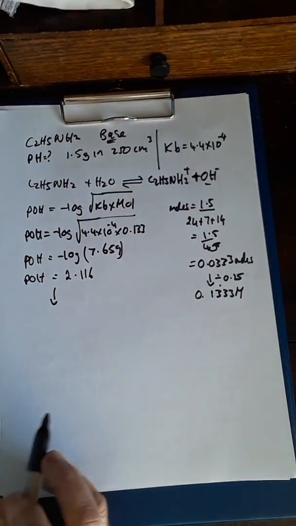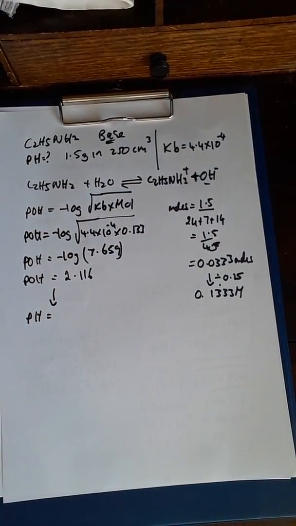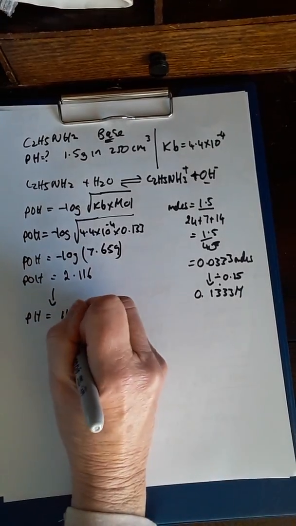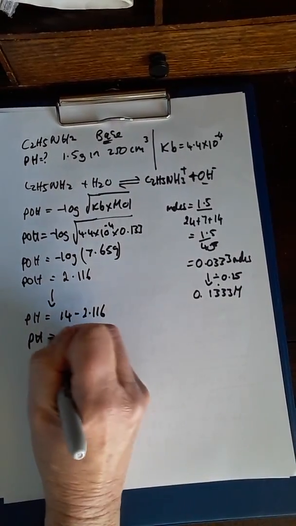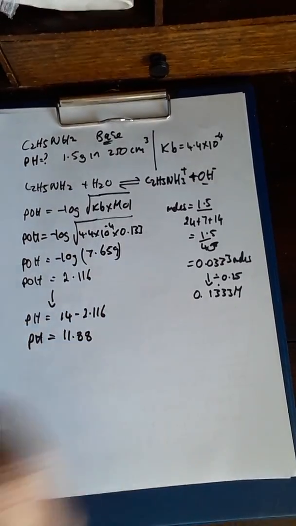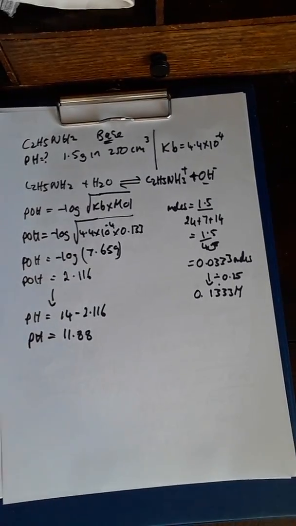So remember to find the pH. My pH has got to be between 8 and 14. So the pH is going to be 14 minus 2.116. So that gives me a pH of 11.88. Okay, so that's number 11. There's one more I want to do. I'll put it on the next video.